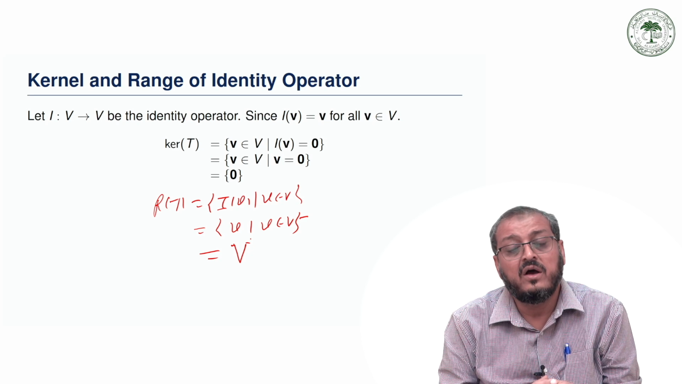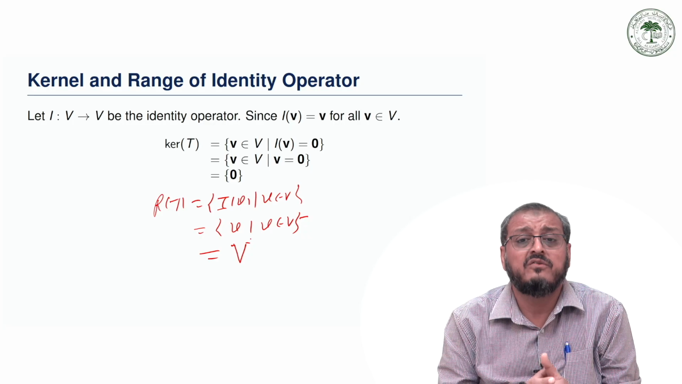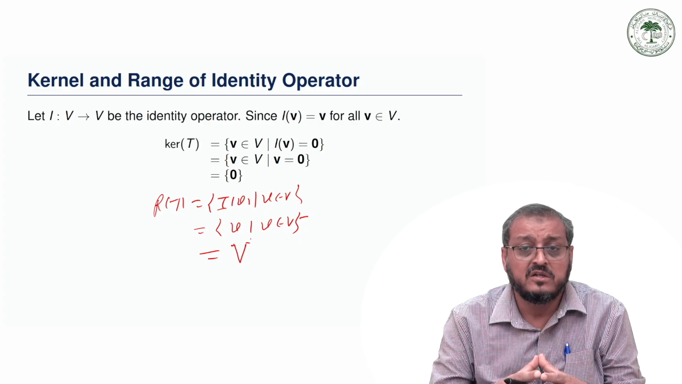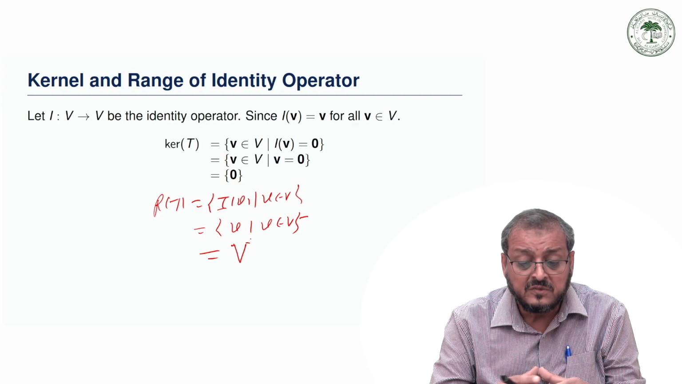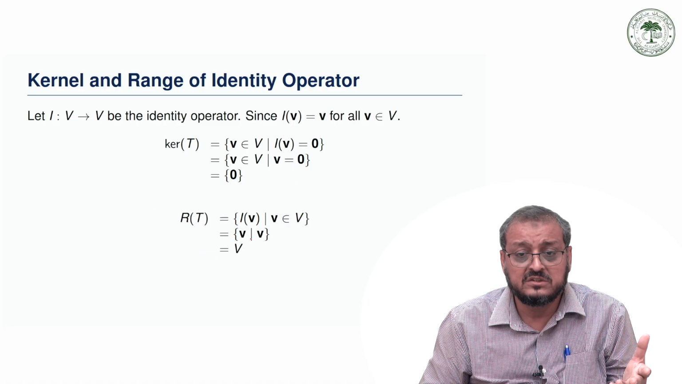Okay, so now, very trivially we can say what the kernel and range are for the zero linear transformation and the identity linear transformation. Now we have to see an example.